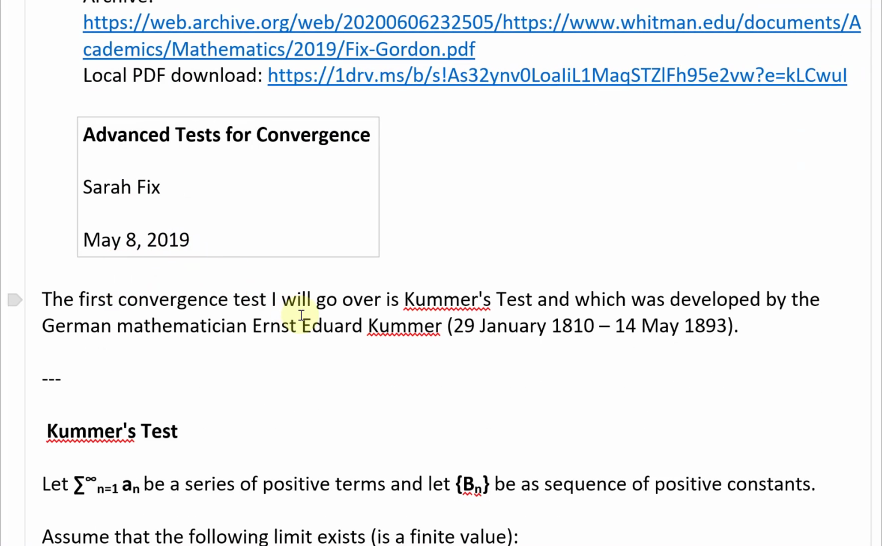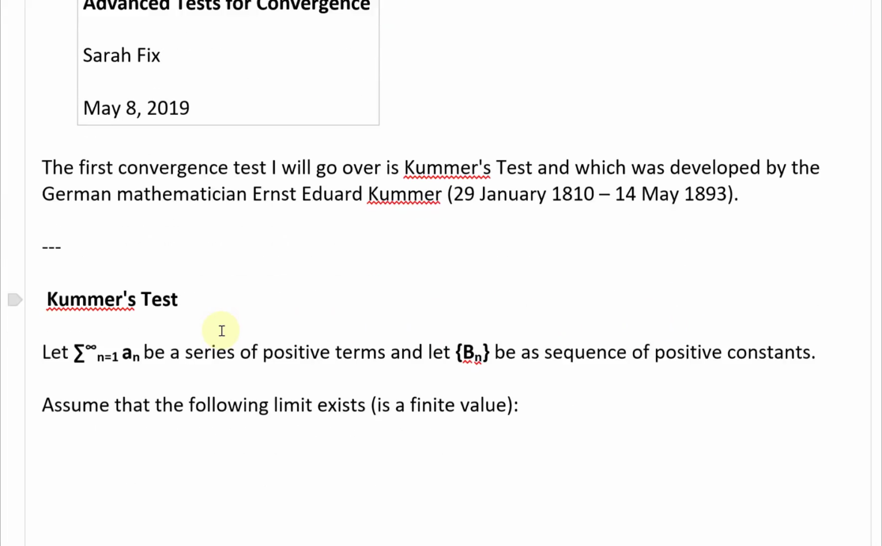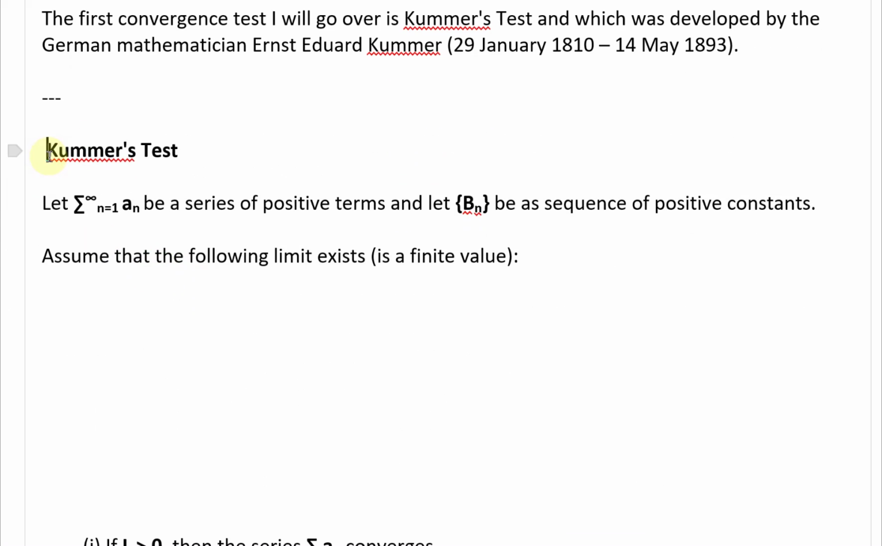The first convergence test I will go over is Kummer's test, which was developed by the German mathematician Ernst Eduard Kummer, born January 29th, 1810, and died May 14th, 1893. So anyways, Kummer's test. Let's look at this.